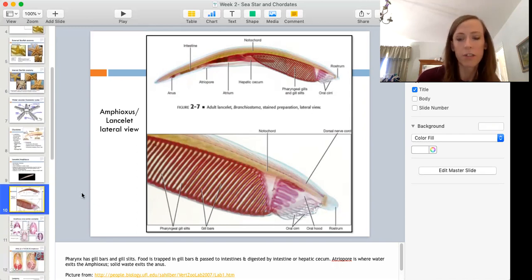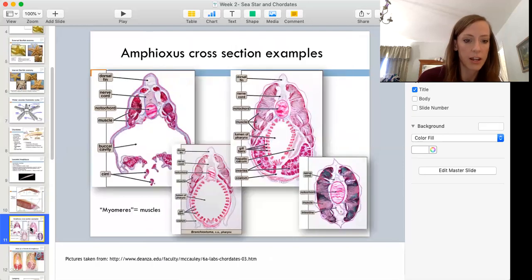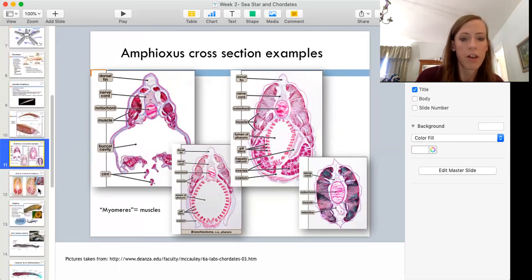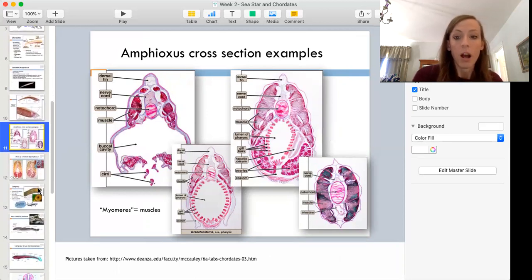Make sure you watch the video, though, that I showed you of the actual slide. That's what we would have had you do if you were in lab this week. All right, now here are some cross sections. Again, I do talk about all of these features in the video, so make sure that you take a look at those. But we'll show you the head.